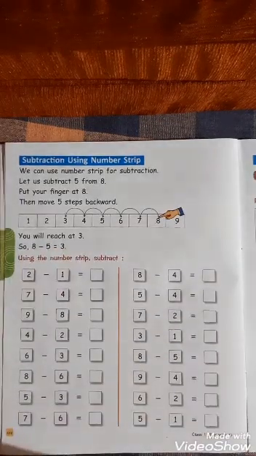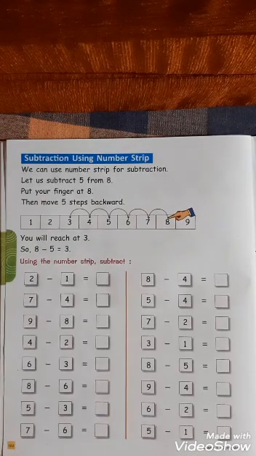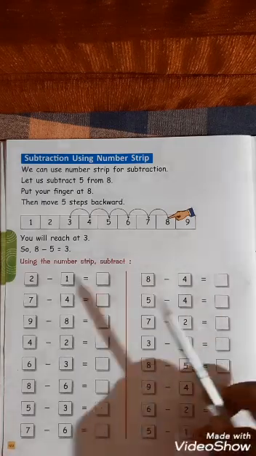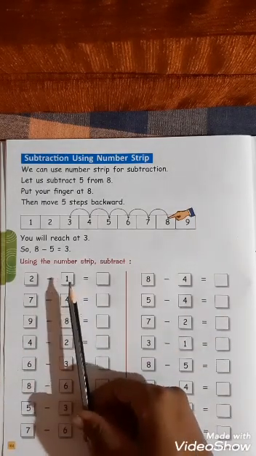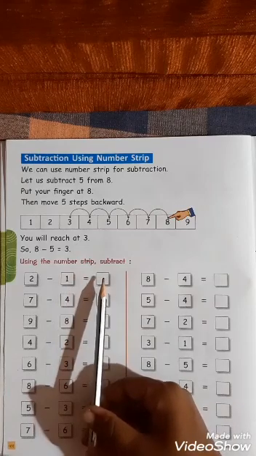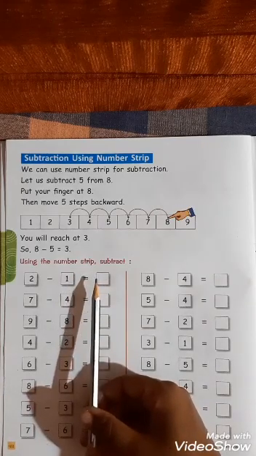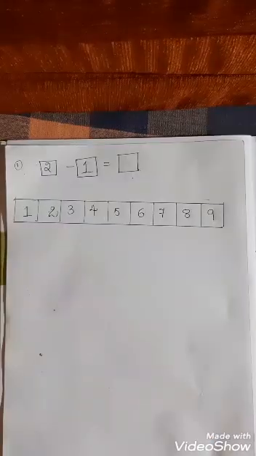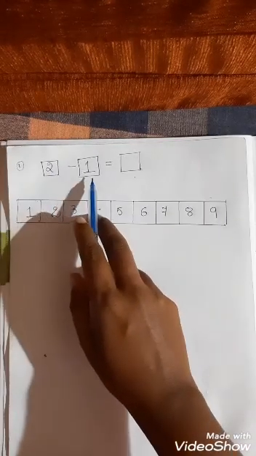Now children, let us look at examples. Children, let us move to the exercise part. The first question you have given is 2 minus 1. Then what is the answer? Let us try to find out using number strip. Yes, the first question is, children, here the question is 2 minus 1.